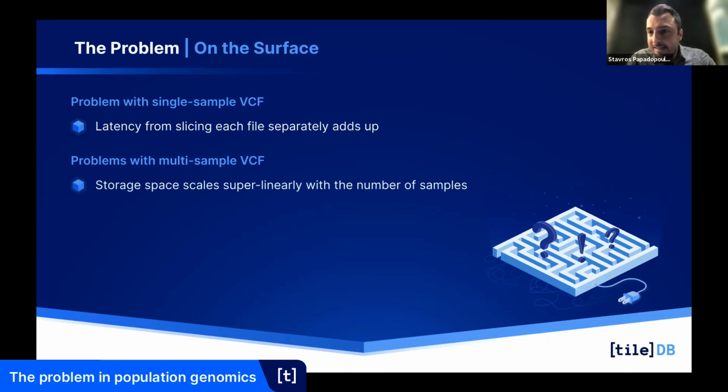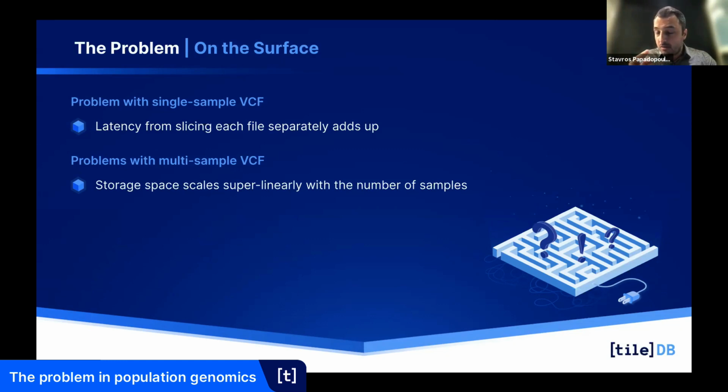The problem is that the storage space of this combined file scales super linearly with the number of samples. What this means is that if each VCF sample is 500 megabytes, and you have 1,000 of those and you combine them, the outcome is not going to be 500 gigabytes. So 500 megabytes times 1,000. It's going to be a big multiple of this. The storage space explodes, and there is a reason for that. I'm not going to cover it today, but this is a fact, and it is a well-known fact in the domain.